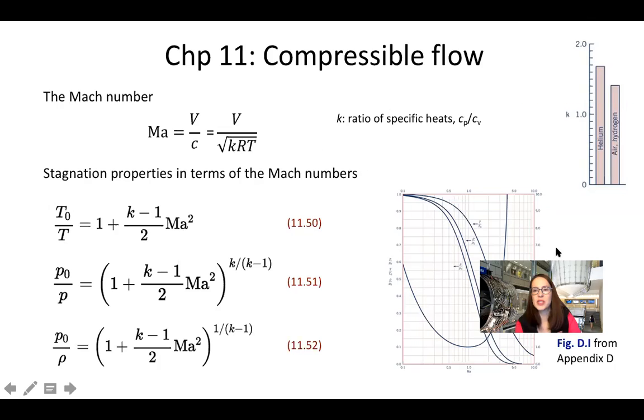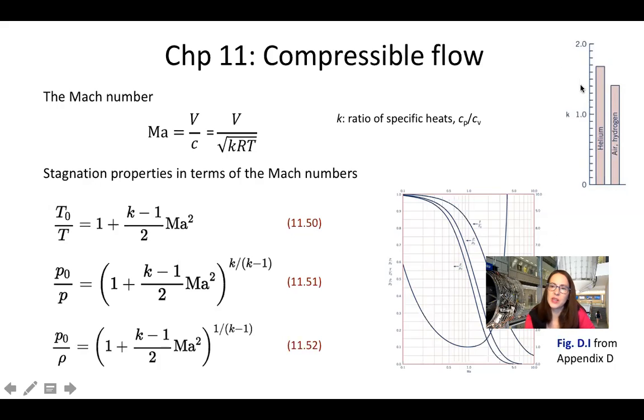So a couple interesting things here. If you look at this figure on the top right, if you look at the value of the ratio of specific heats for helium versus air, we see that K is a little higher in helium. So the speed of sound travels faster in helium, which I think we talked about last time. That's why if you've ever inhaled helium from a helium balloon, your voice sounds so funny, right? Because it's got a higher ratio of specific heats.